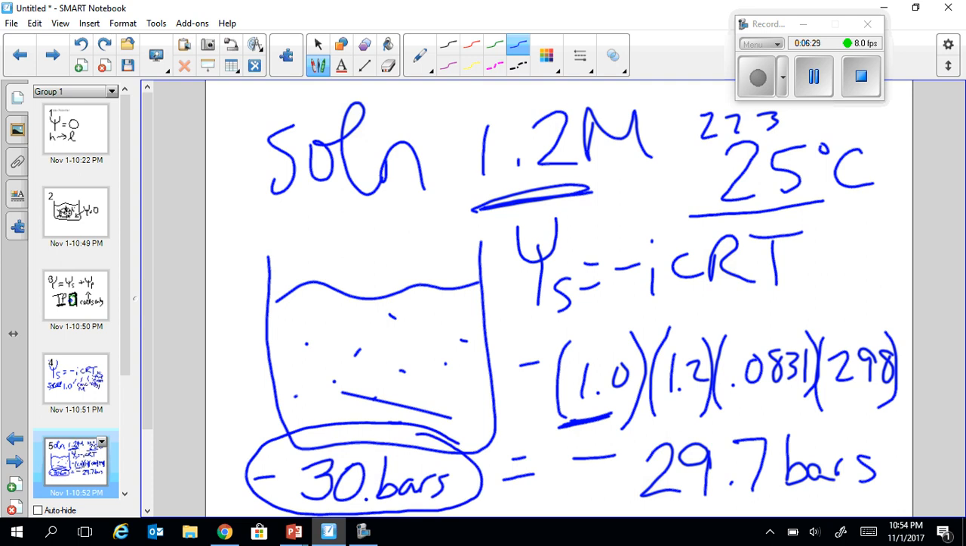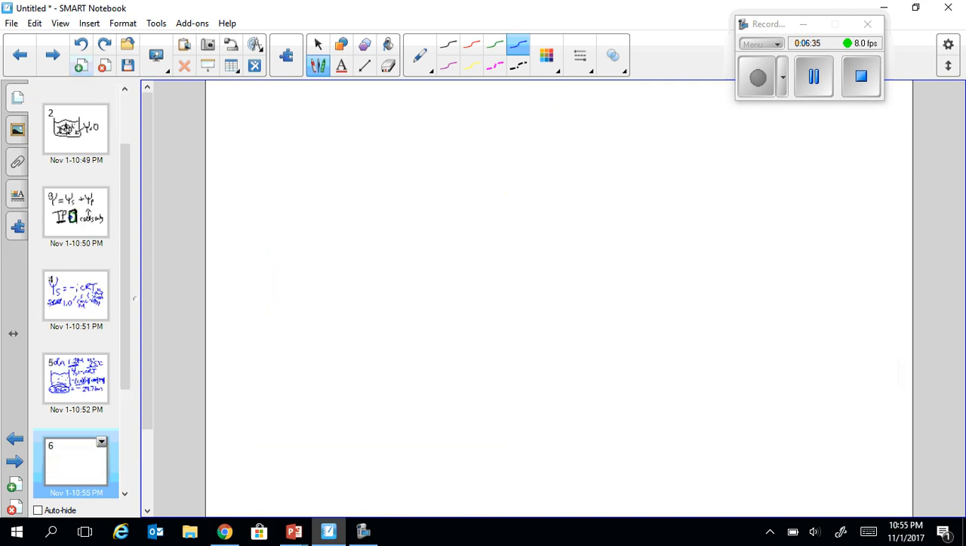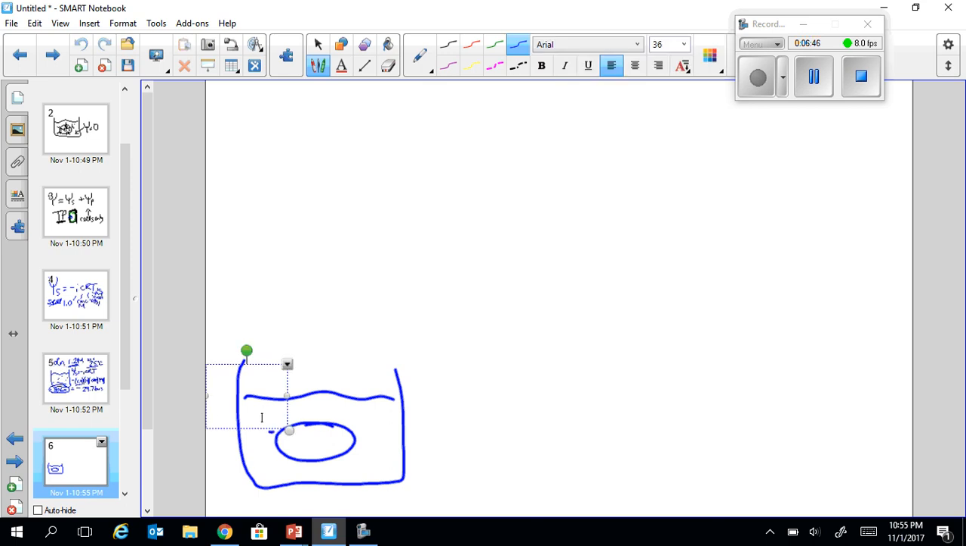All right, so that's how you solve it if you have just a solution. But of course, we're going to have more than just a solution. Very often, we are going to have a solution, and we're going to have a cell inside, because this is biology, and we want to talk about how cells are going to behave. And I draw it like a regular cell, but you got to realize this is probably going to be a plant cell. So let me go give it a cell wall.